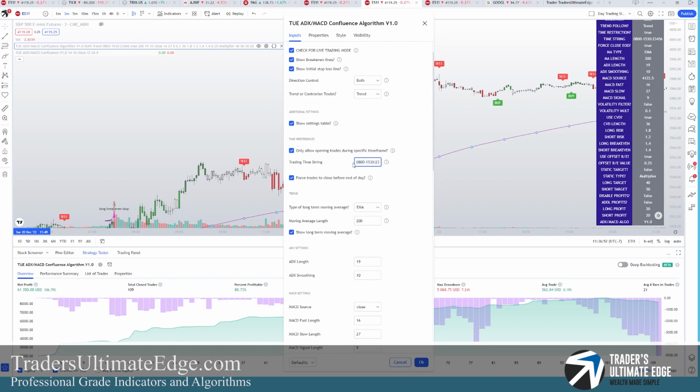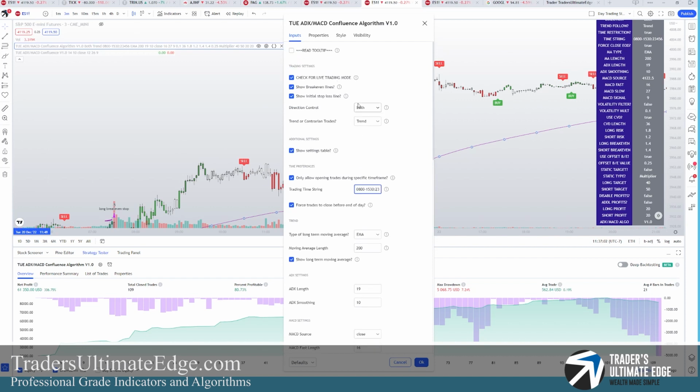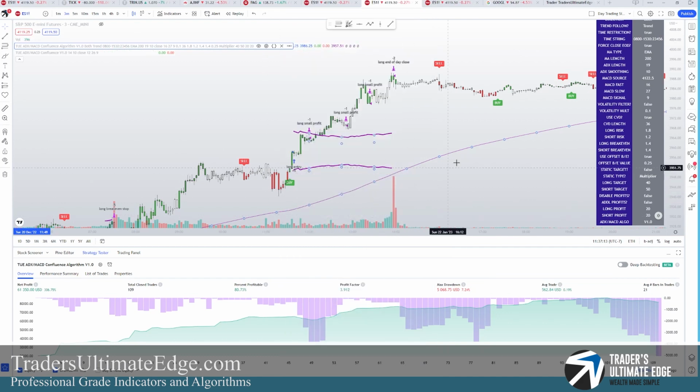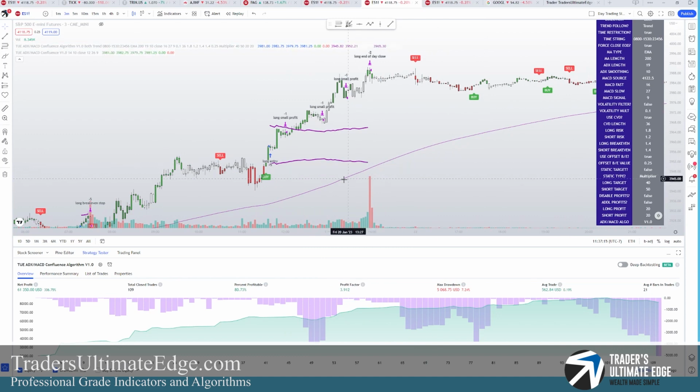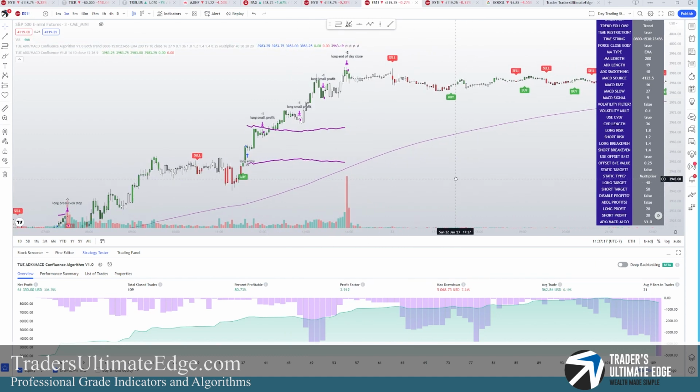Now, this particular one, this actually works pretty well, and it's nice when it works really well like that, but a lot of stocks don't, and you have to have different settings for different days. Up here, we also have direction control, so you can go long or short or both. And then we have trend or contrarian or off. And what this means, you'll see this line right here. It's the moving average. And you can set this moving average in the settings panel.